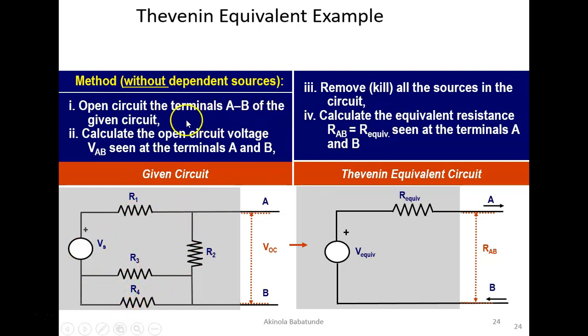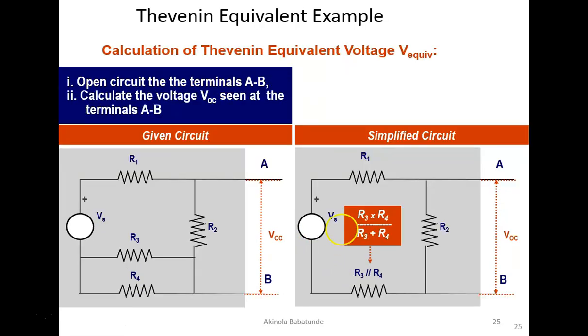Open circuit the terminal AB of the given circuit. Once you do that, it becomes easy to find your R equivalent. Once you open this circuit, you're going to be able to find your R equivalent, and then you have your V equivalent here. Okay, this is what that looks like. Once you find your R equivalent, the next thing you want to do is to calculate the voltage VOC seen at the terminals AB. We open this particular circuit, and then you find the voltage VOC seen at this particular terminal. How do we do that?